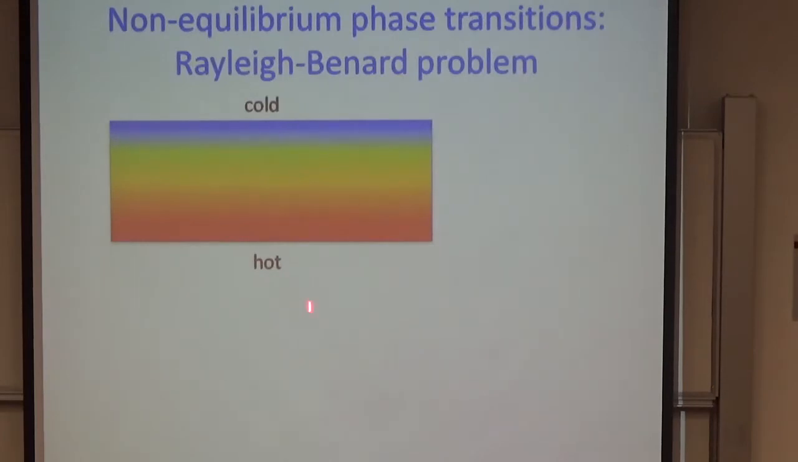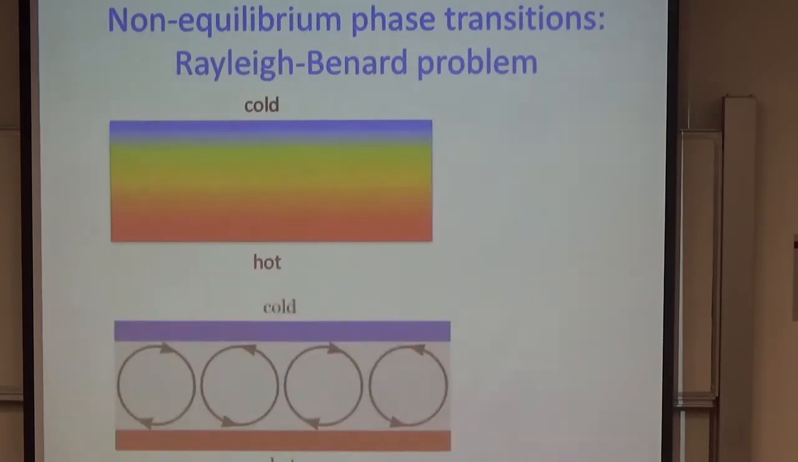But now, suppose you increase the temperature difference between them, just like when you boil your water. Something happens that you see every day when you boil water. At a certain point, there will be convection. The convection will develop. And the onset of this convection pretty much behaves like a second order phase transition. Okay, but this is a non-equilibrium phase transition.